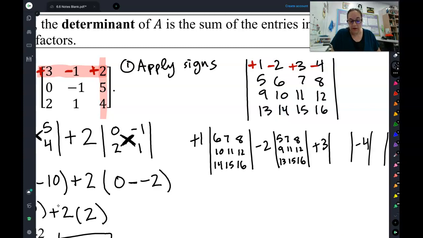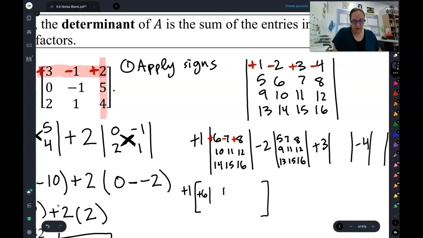And then now we have a 3 by 3, so now we need to do it again. Do our plus, minus, plus, and we'd have another layer. So we'd have this positive 1, and then we'd have a positive 6 with a determinant, a negative 7 with a determinant, and a positive 8 with a determinant. And we do our canceling again.